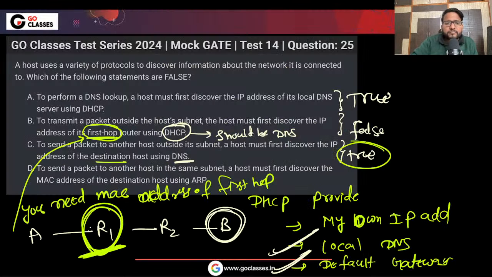So, see, to transfer the packet outside the host subnet, the host must first discover the IP address. No, it doesn't need the IP address, right? As long as you have the MAC address, then that's good. Okay, but yeah, that's a good question. But to have the MAC address itself, we need to know the IP address, right?